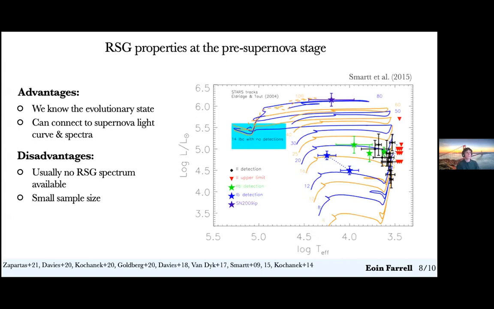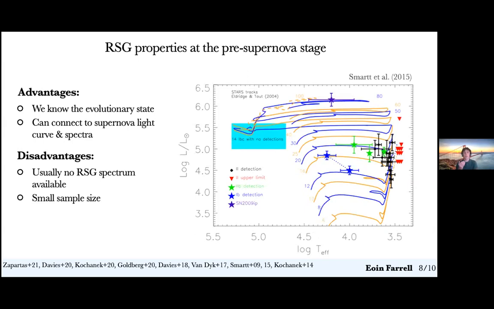Models suggest that red supergiants are common progenitors of supernovae, and they've been observationally identified as the direct progenitors of many type 2b supernovae. Studying red supergiants at the pre-supernova stage has several advantages. The first is very key. We know their evolutionary state, that is, that they're at the end of their life. This breaks many degeneracies that exist for earlier stages.